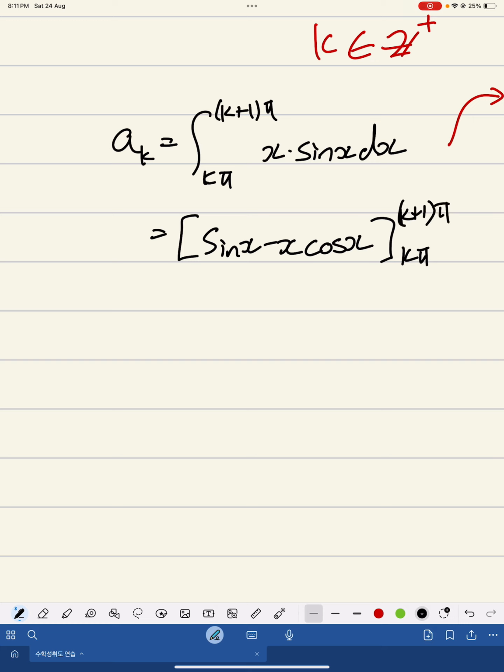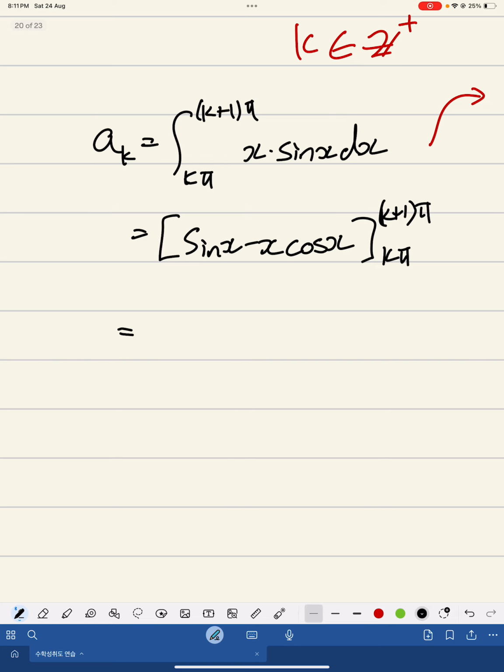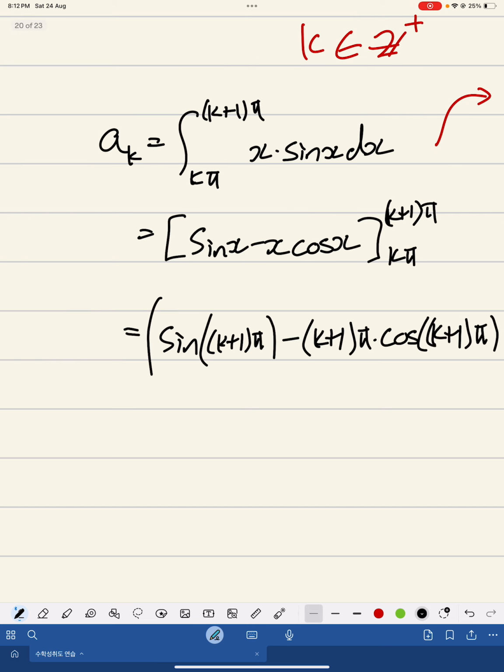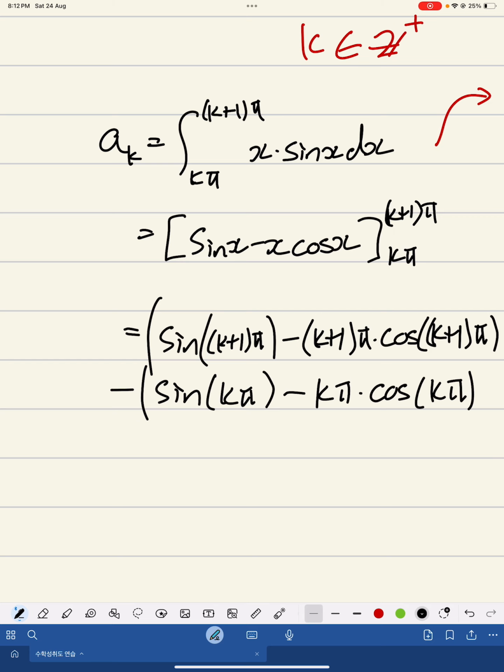If we input this, we get, that's a big expression, that's long. So sine of (k+1)π minus (k+1)π times cosine of (k+1)π, I'll continue under, minus sine of kπ minus kπ times cosine of kπ, right?